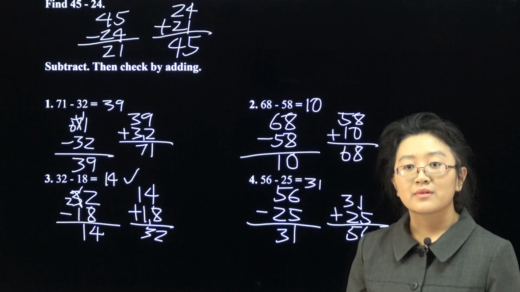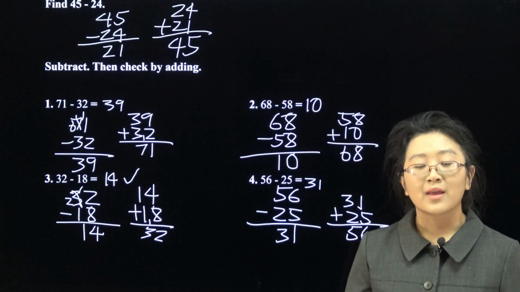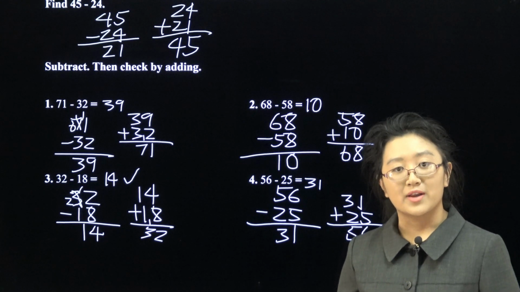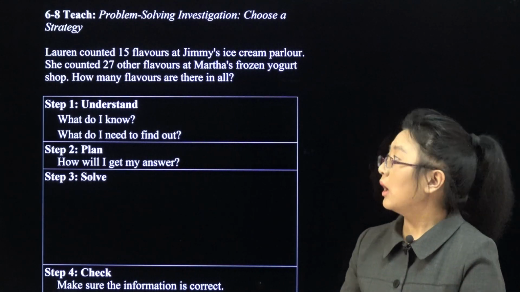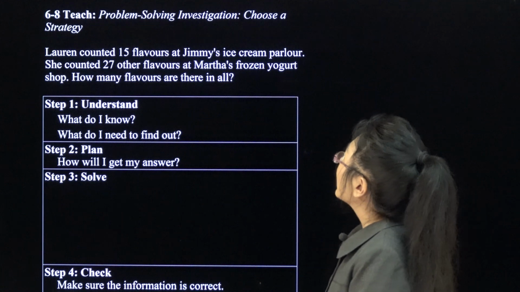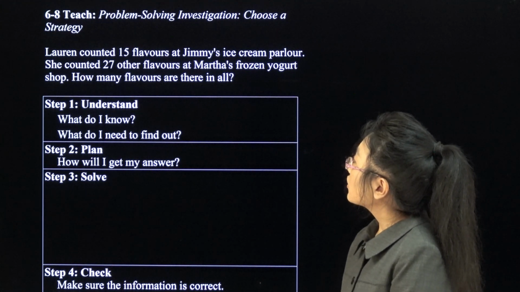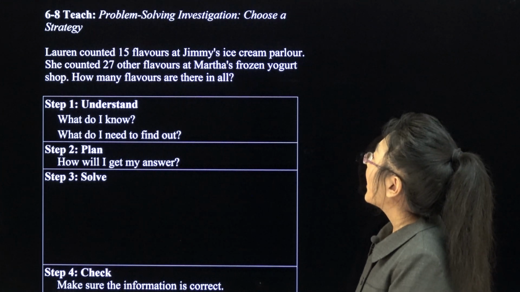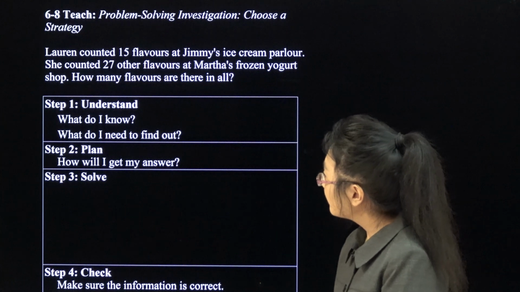Okay. Our next section is a problem-solving investigation. You can take a break if you want. We get to choose a strategy. Lauren counted 15 flavors at Jimmy's ice cream parlor. She counted 27 other flavors at Martha's frozen yogurt shop. How many flavors are there in all?